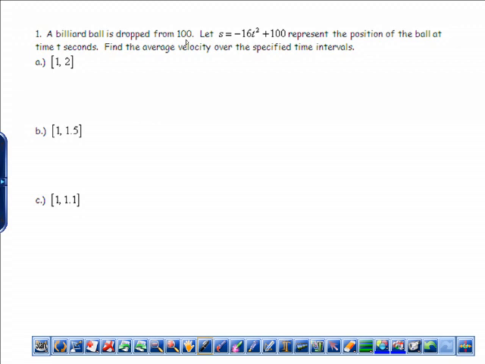So let's say a billiard ball is dropped from 100 feet. Let s equals negative 16 t squared plus 100 represent the position of the ball at time t seconds. Find the average velocity over the specified time. So you need an interval to find average velocity, and we're going to be dealing with simply 2 numbers, not many, many numbers. So we need to find s of 2 minus s of 1 over 2 minus 1.